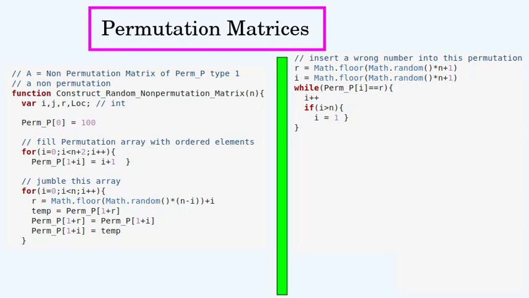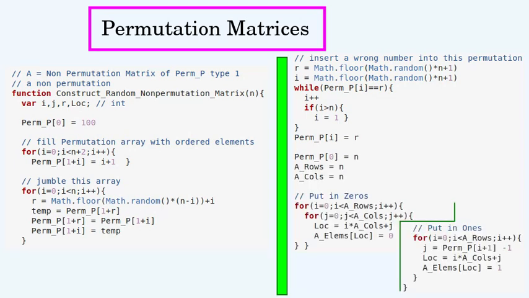And we'll insert it into a location that's different to where it is already by incrementing its position until it doesn't have this value at this position. Then we'll insert it into this permutation here. Then we'll make up this matrix using the non-permutation that's got a number in it twice.